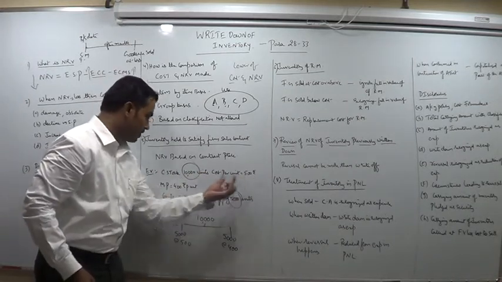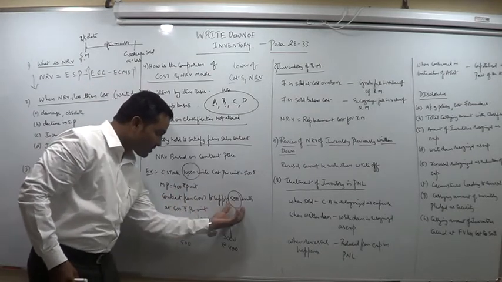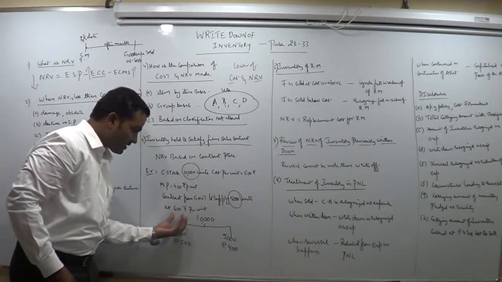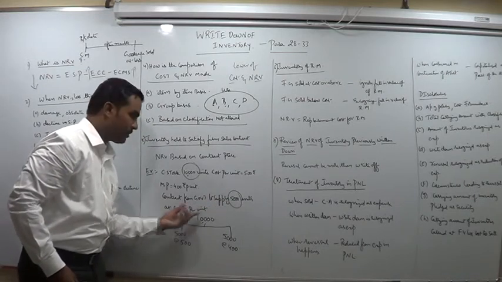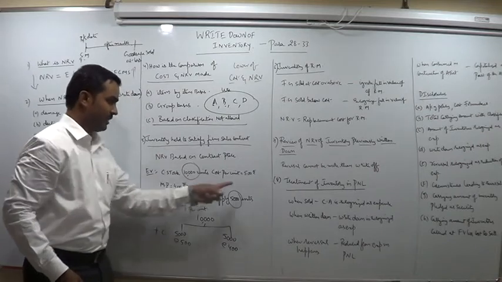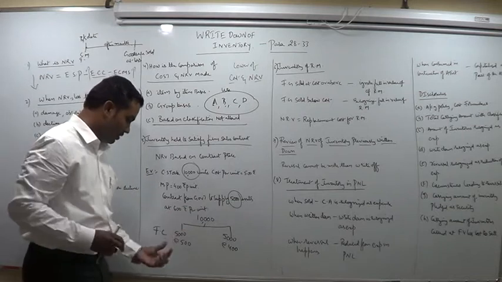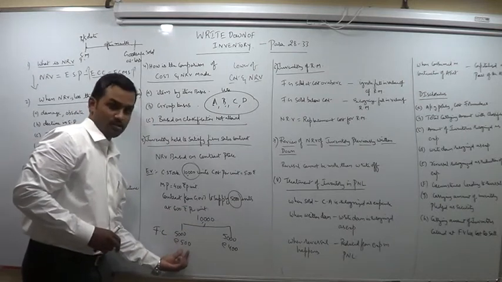Actually there is a loss, 500 is the cost, but market price is only 400. But in the case of this stock, 5,000 units, I can supply to the government at 600 rupees per unit. I can make a profit of 100 rupees still. 600 rupees is my selling price, 500 rupees is my cost price. So here I am not going to get any loss. So this inventory will be valued at cost.